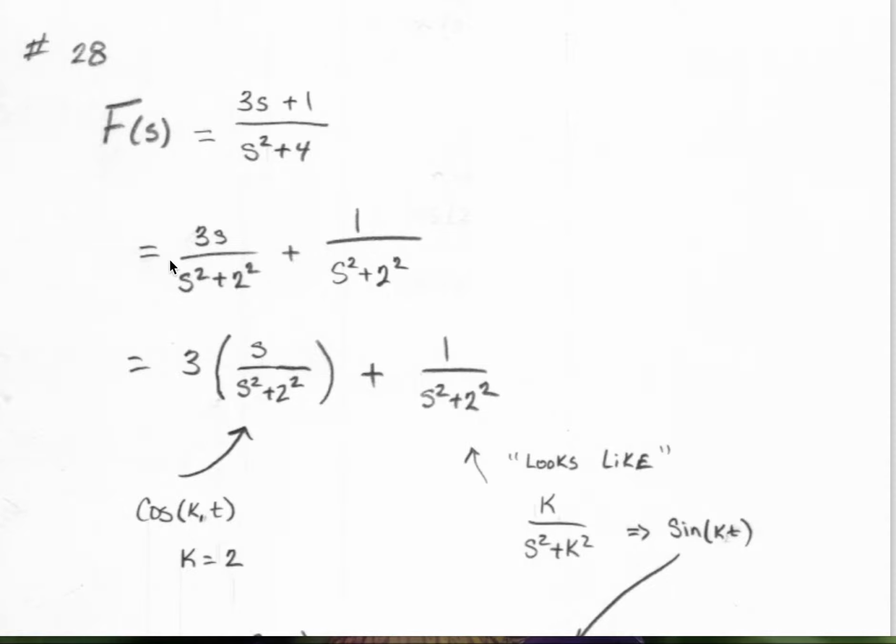This is question number 28 from section 7.1, MA 259. So now we have the situation where we have been given the Laplace transform, and it's our job to go back into f of t space. So the Laplace transform we've been given is (3s + 1) over (s squared + 4).